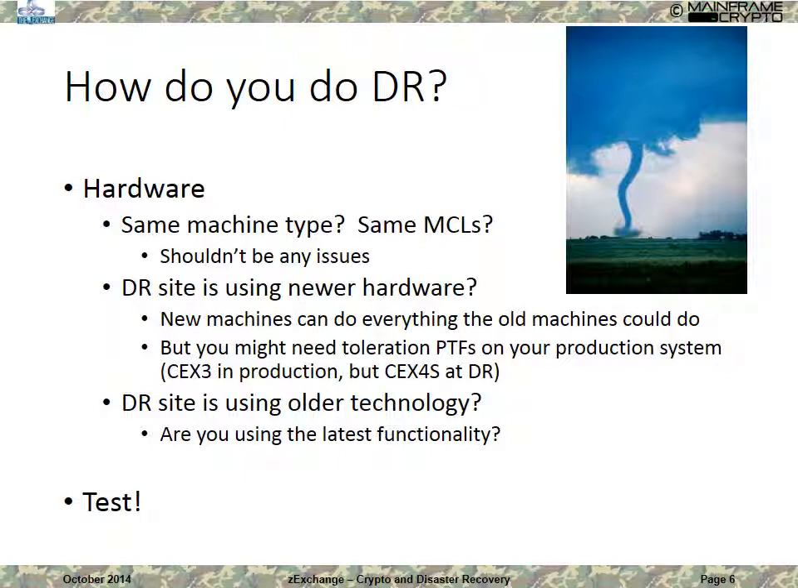So the reality, like with even running the same machines with different MCL levels, it takes a while for new functionality to get implemented. It depends on how long you've been running on that new hardware and whether you've actually been implementing some of the new capabilities. That's what you've got to worry about. So you've got to really know what your people are doing, what the applications are doing, and it boils down to testing and making sure that everything works when you get to the DR site.